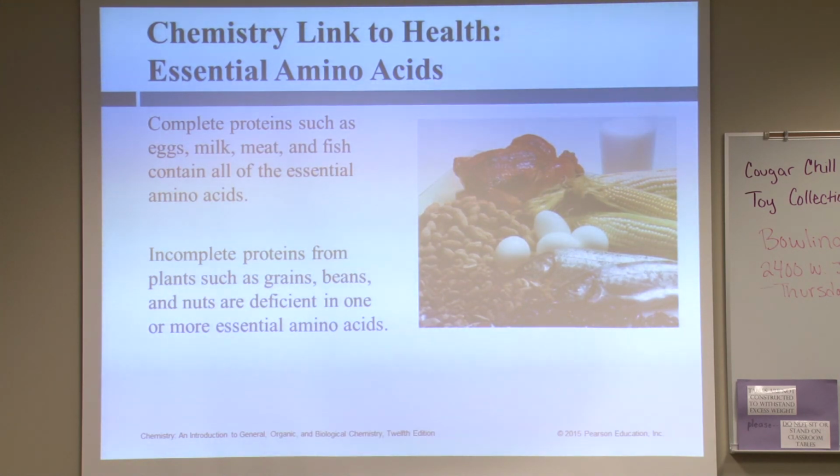Okay, so eggs, milk, meat, and fish contain all essential amino acids. All 9 are present in milk, eggs, meat, and fish. The incomplete number of amino acids, not all 9, are present in grains, beans, nuts. They have amino acids, but not all 9 of them. They are deficient in 1 or 2. And you have this information also available in the unit with every individual component listed with the deficient amino acid.